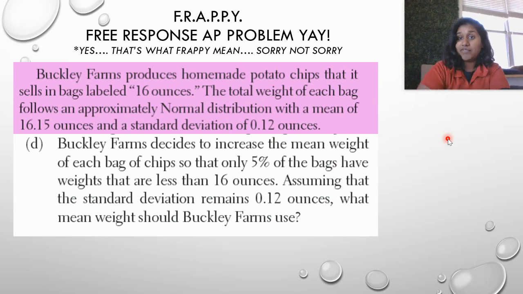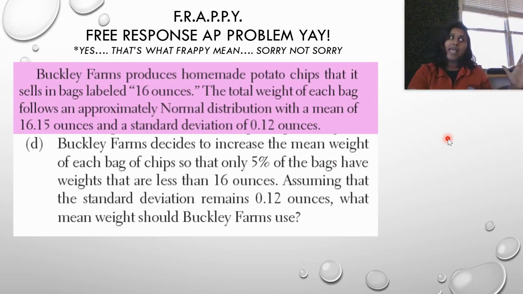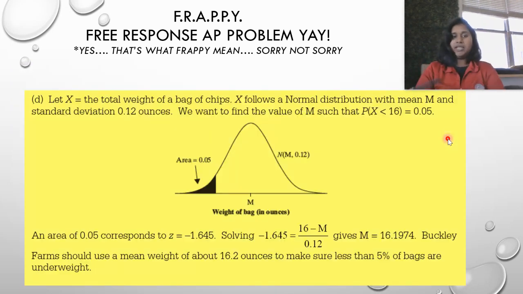The original mean weight, I have to increase it to reduce the number of bags that are below 16 ounces. So our standard deviation remains the same. What should I change the mean weight to? If I remember, going back to A, we worked that question forward. Basically, go back to question A and work it backward. Instead of solving for the probability, we have the probability. We know we have 5%.